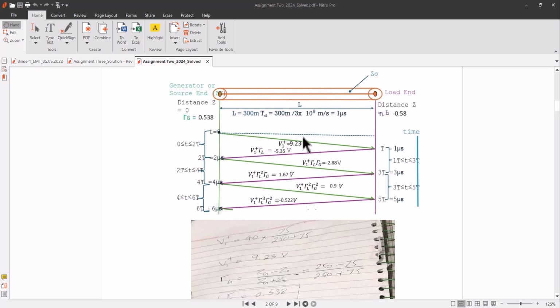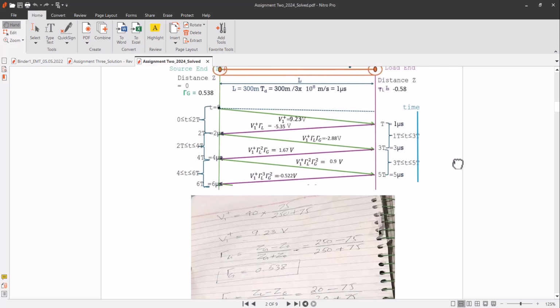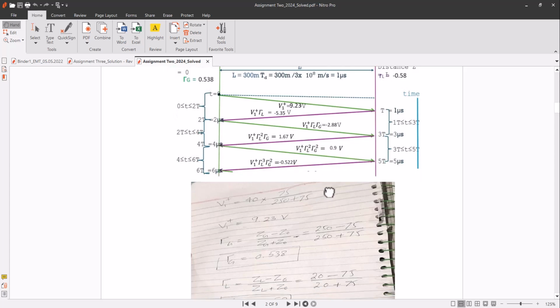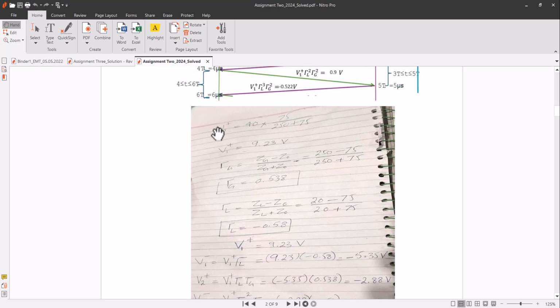Here it is V1 plus, V1 minus, V2 plus, V2 minus, V3 plus, V3 minus, and this is your T, that is 1 microsecond, the time the signal will take to travel from this end after length L. Okay, so this is how we will get T. Here is 0, T, 2T, 3T, 4T, 5T and 6T. Now you see the calculations here.